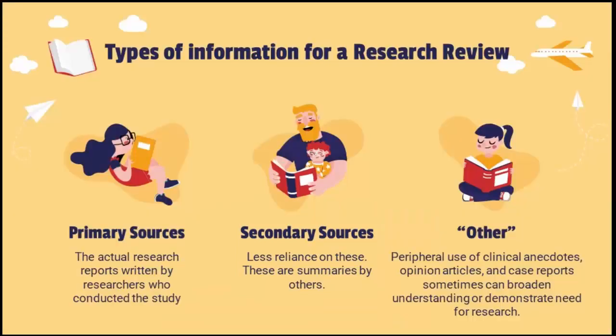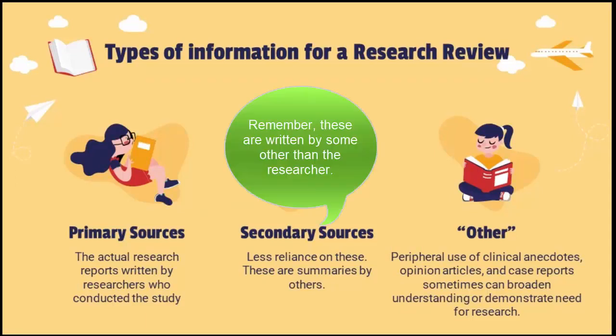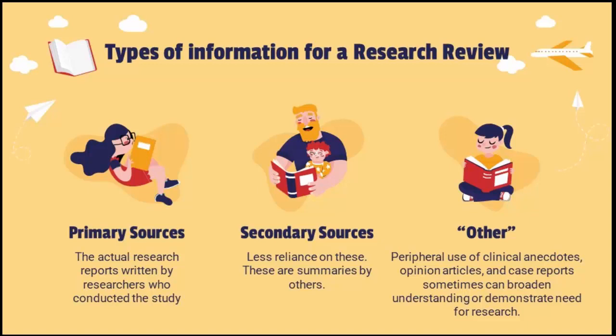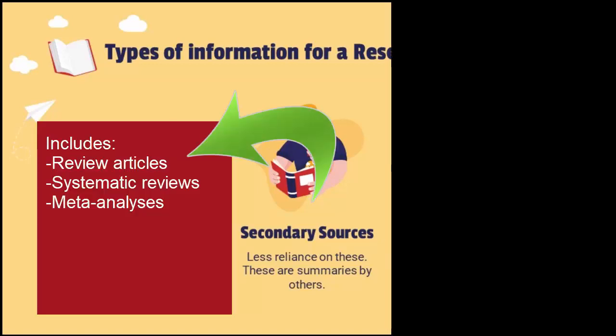A secondary source is a summary or description of a research study written by someone other than the study investigator or investigators. You can identify a secondary source by determining whether the author or authors of the article did not investigate or conduct the research described in the article and instead is describing research done by others. Examples of secondary sources include review articles, systematic reviews, and meta-analyses.